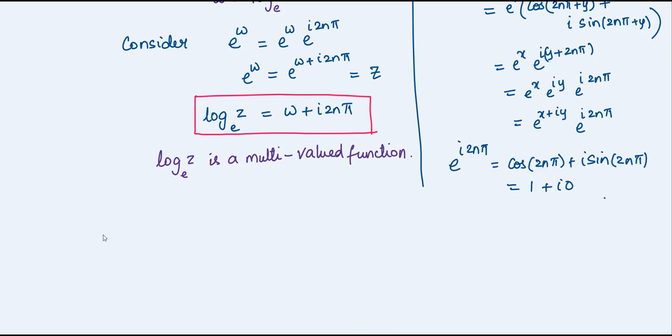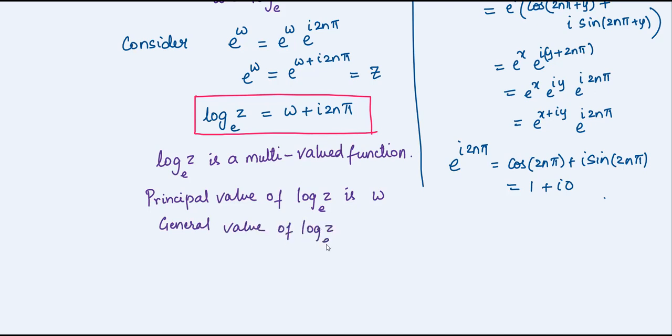That means it will have many values for one variable z. Okay. Now the principal value of log z is w, and the general value of log z to the base e is w plus i times 2n pi. Okay. Now there are other forms to represent this logarithm.